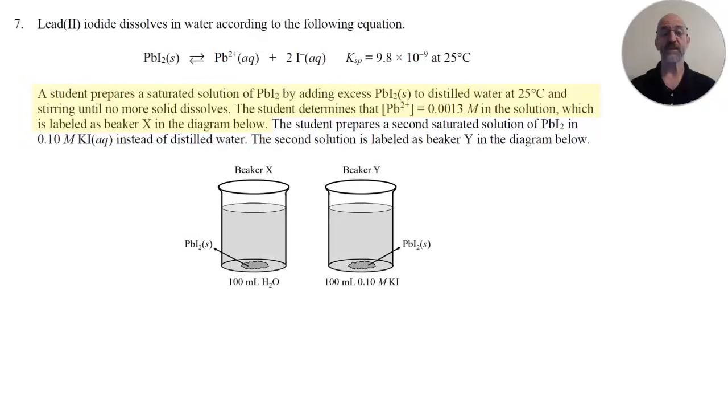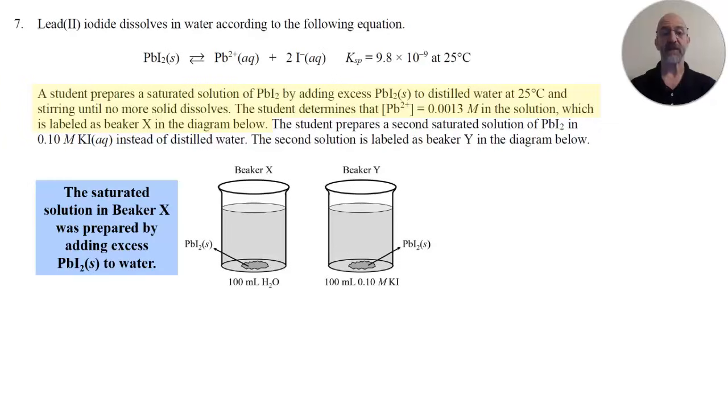Now that procedure is very similar to what was described in question 6 for making a saturated solution of calcium carbonate. It says that the saturated solution is in beaker X. That's on the left side of the diagram, and that was prepared by adding excess solid lead iodide to water. The student determines that the concentration of lead is 0.0013 molar in this solution, which again is labeled as beaker X in the diagram below on the left.